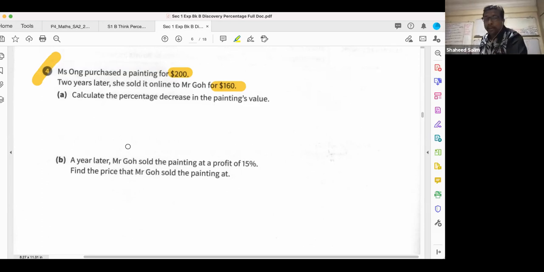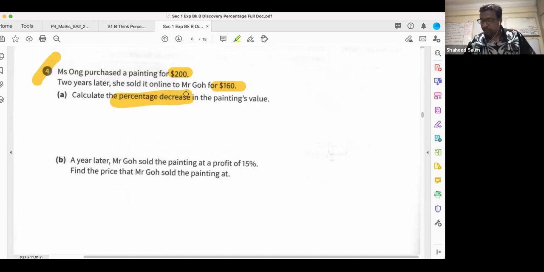Try the next one. Okay, but they ask you for percentage decrease here. Your answer is correct, but you're not reading carefully. You are giving what's the discounted price? What's the price compared to the original? No, no, no. That's still the 160 compared to 200. That's the answer. But what's the decrease?